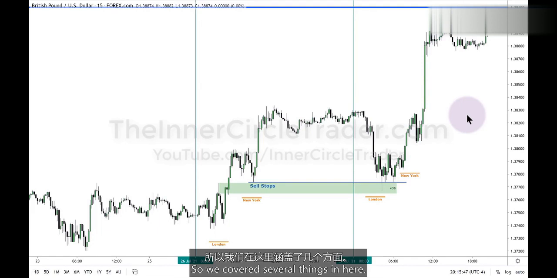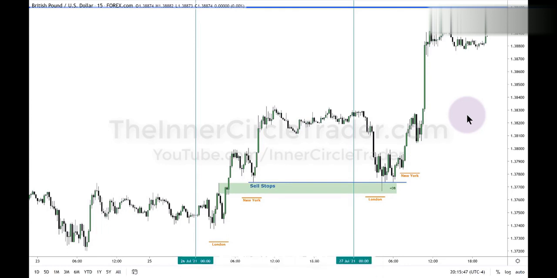So we covered several things in here. Foundations to institutional order flow. How do we frame that? We look for the weekly range. We look for clean levels. Very clean levels. Your eye needs to be trained to look for them. And the easiest way to do that is go through back logging and look at old historical price moves and mark them up on your chart.